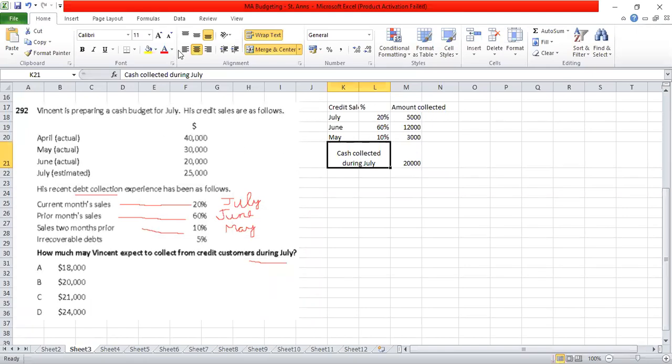Ma'am, this is collected in July. So cash collected during July is 20,000. I hope all of you got it, and then please make a note of it. Yes, ma'am. We'll work out the next question.